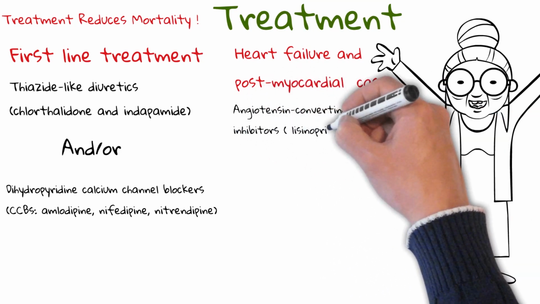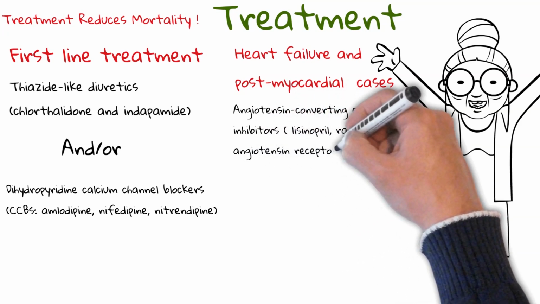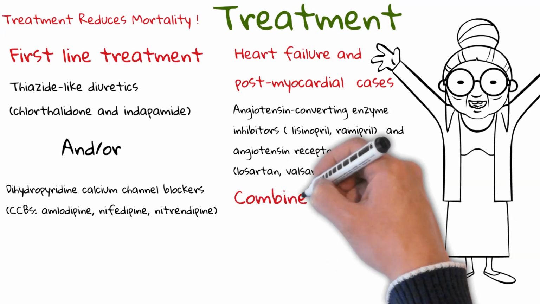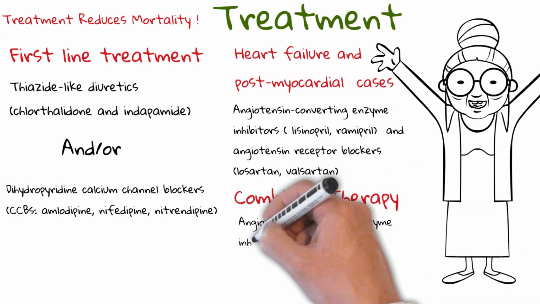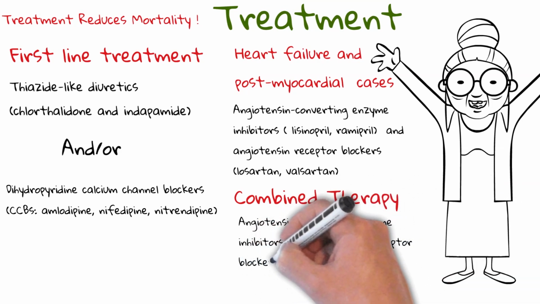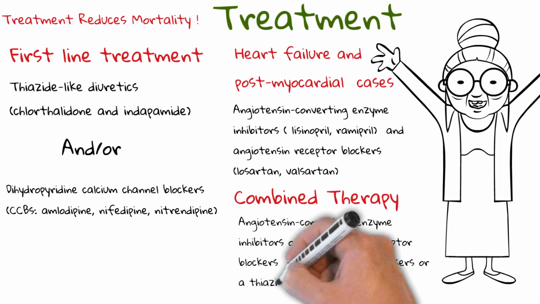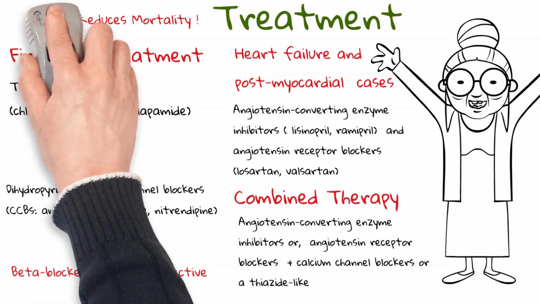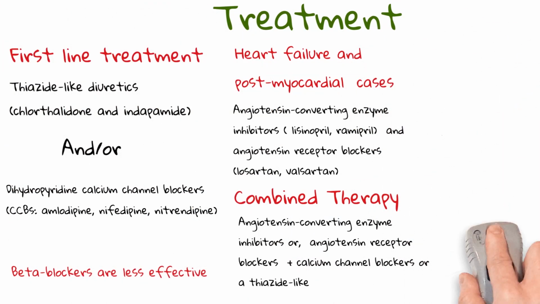Angiotensin-converting enzyme inhibitors and angiotensin receptor blockers are often used in patients with heart failure with reduced ejection fraction, post-myocardial infarction, diabetes, or chronic kidney disease. A combination of either angiotensin-converting enzyme inhibitors or angiotensin receptor blockers with calcium channel blockers or a thiazide-like diuretic can be considered. Beta blockers are less effective in the management of isolated systolic hypertension.